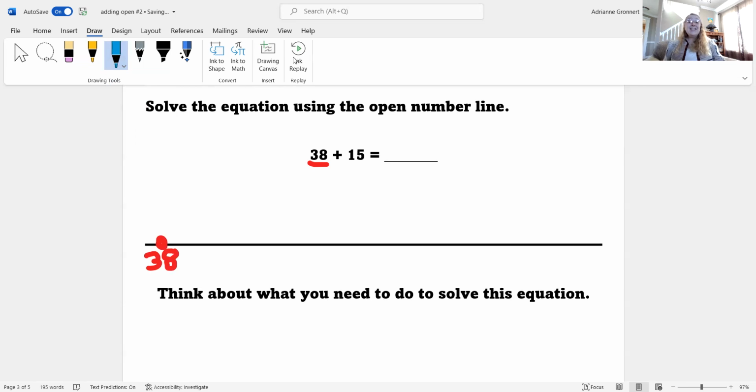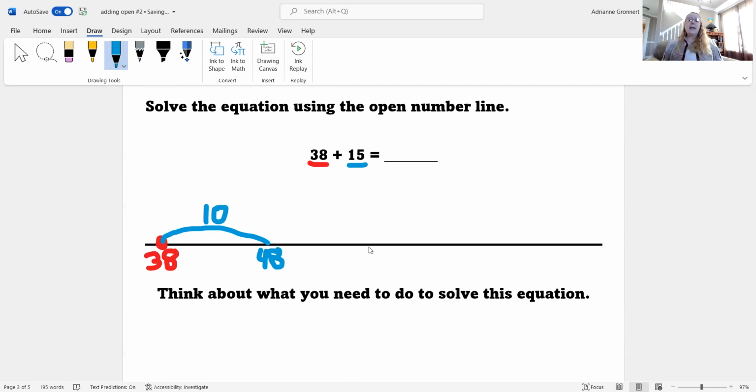Right. I need to look at the second addend in the equation, which is the number 15. And then I think, how many tens are in the number 15? You're right. There's 1 ten in the number 15. So I'm going to make 1 big jump of 10 and then count where I land. 38 and 1 more 10 is 48.